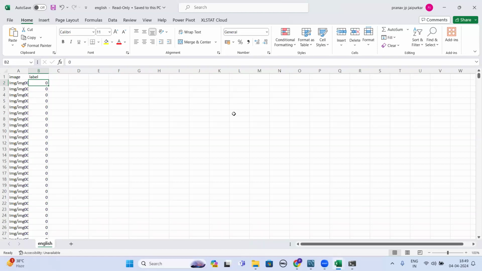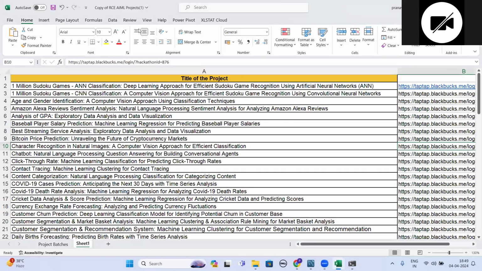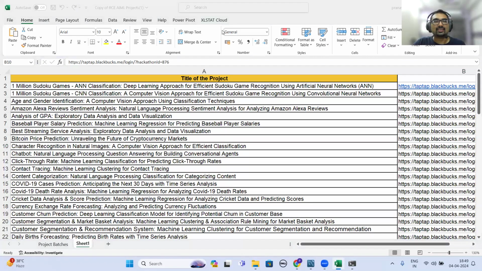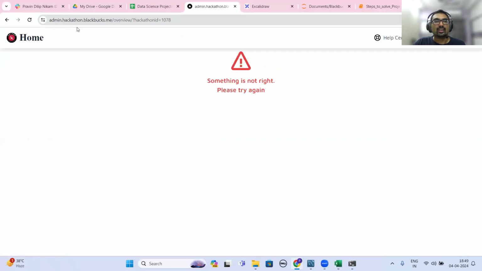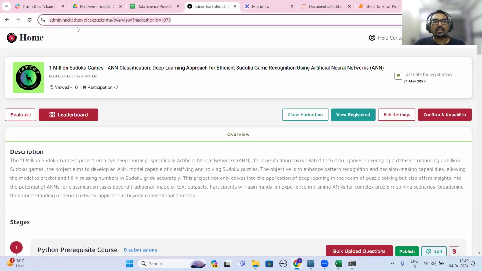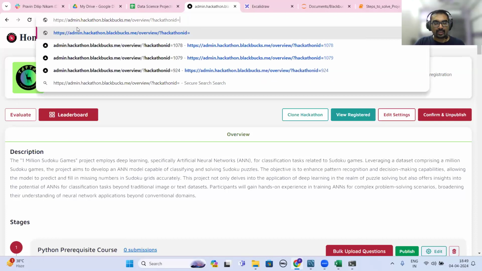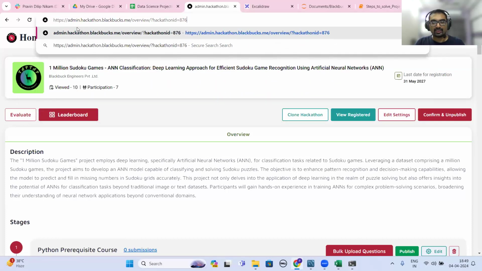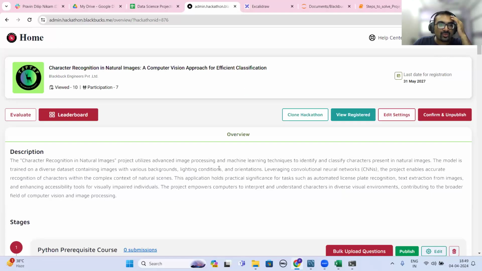So you can take note of this particular data, and the most important thing is to go and read the description of the data, 876. So in 876, it is a computer vision problem, and you can get an overview about it. It is character recognition in the natural images that are present over here.